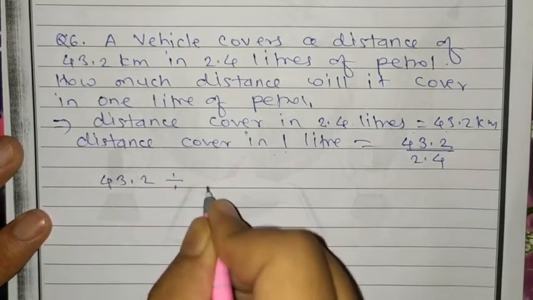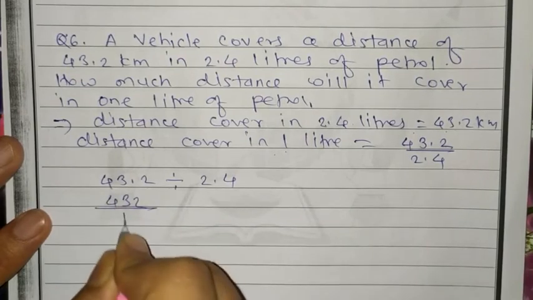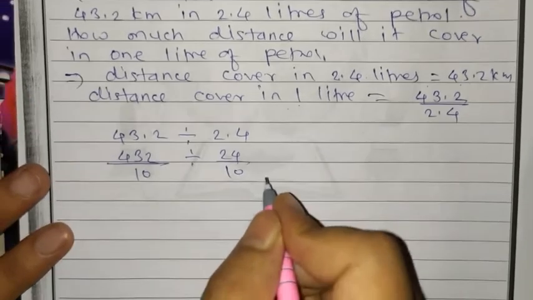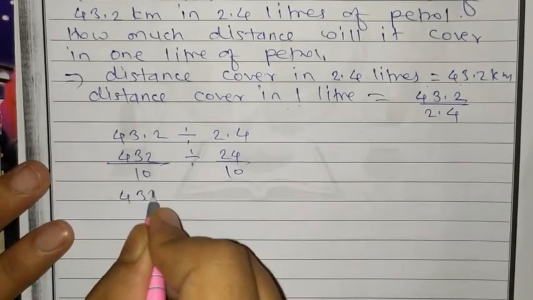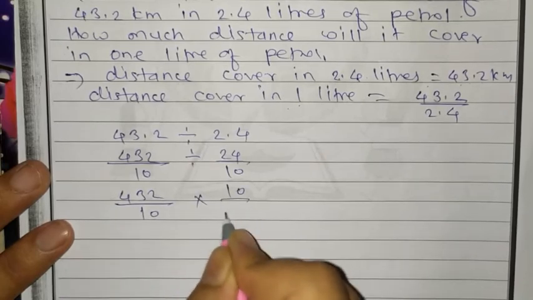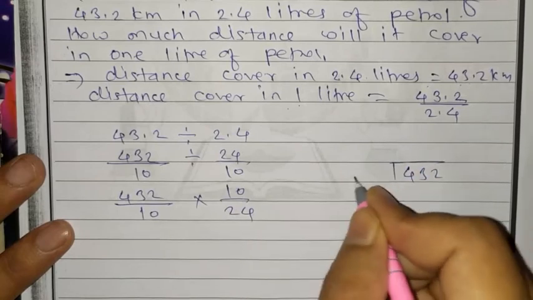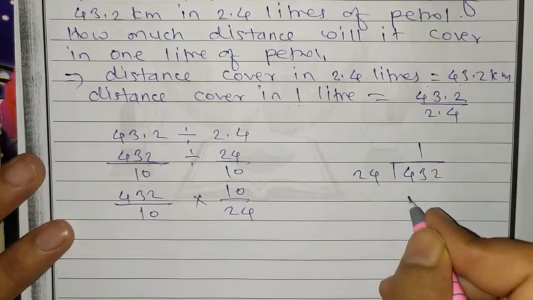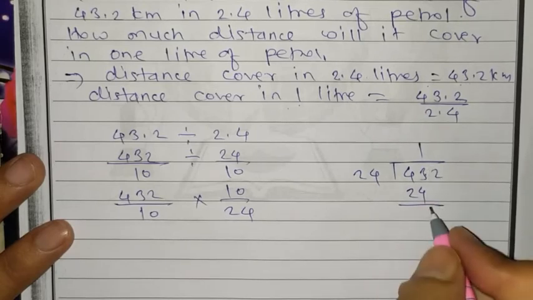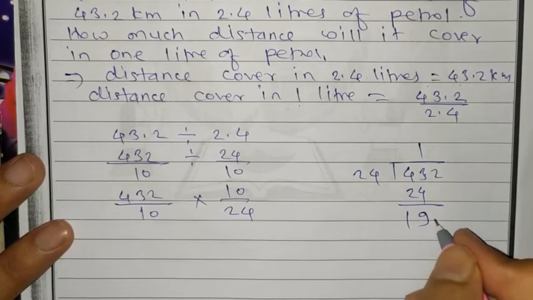43.2 division sign 2.4. So 432 upon 10 division sign 24 upon 10. So we write as it is, 432 upon 10 into the reciprocal, like that. So finally we divide this number by 24. 24 into 1 is 24. 3 minus 4 not possible. So 13 minus 4 is 9. 3 minus 2, 1. Upside 2 as it is.